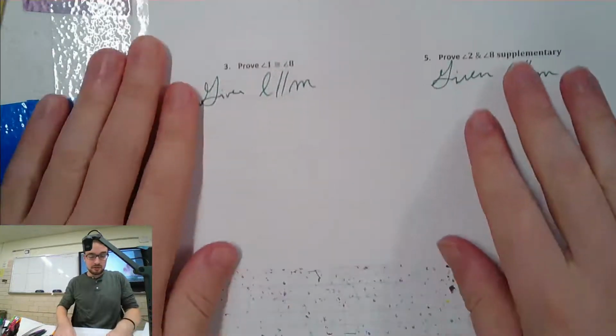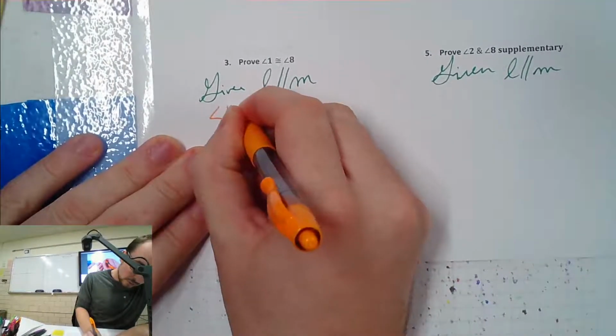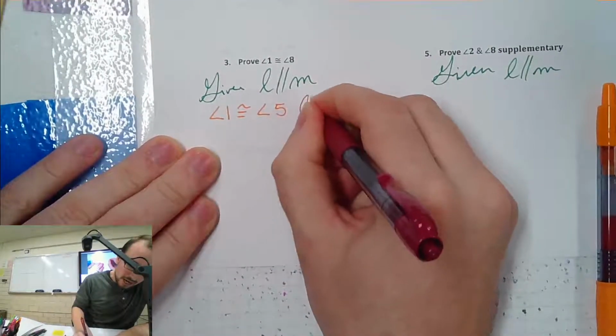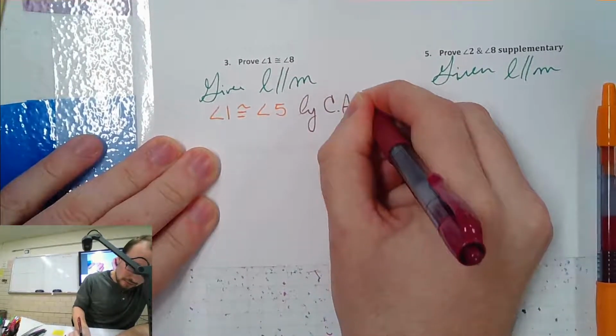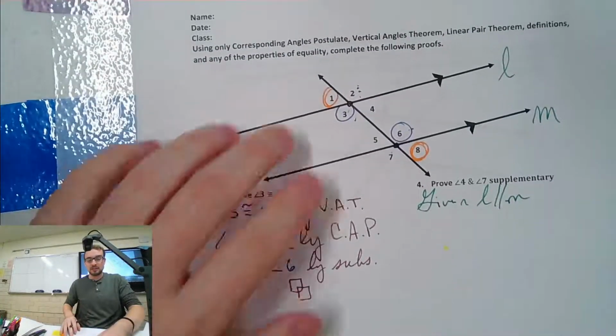So going down here, angle 1 is congruent to angle 5. How do I know that? By corresponding angles postulate, because they correspond. 1 and 5 are in the same location, top left, top left.